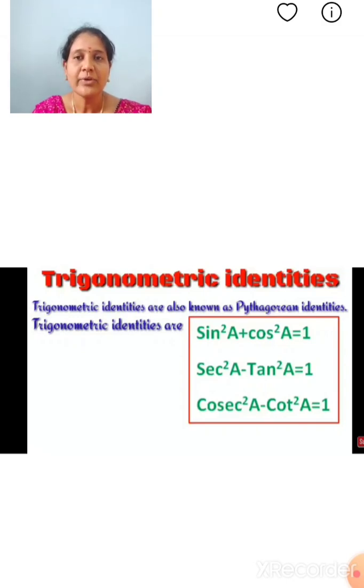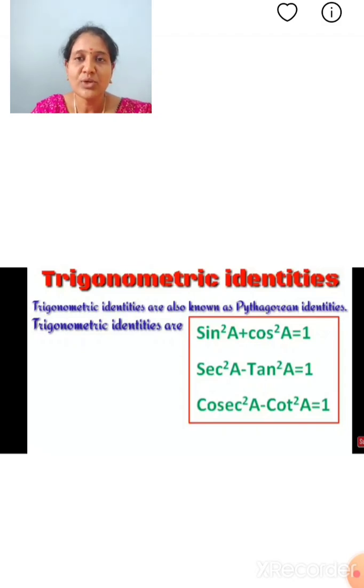So then we say (a plus b) whole square equals a square plus 2ab plus b square is an identity. That means the LHS value and the RHS value are equal. Likewise, there is another algebraic identity, (a minus b) whole square equals a square minus 2ab plus b square. Like that, the identity concept is linked to trigonometry, and these are called trigonometric identities, otherwise called Pythagorean identities.